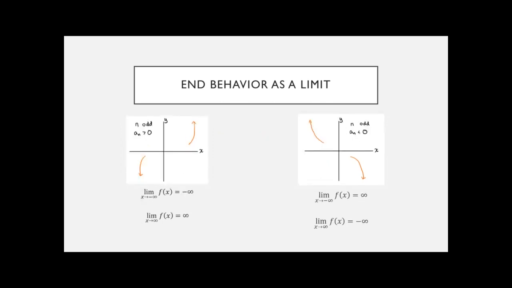So when you have odd powers, then they're flip-flopping. You're not going to have the same answer going to negative infinity and positive infinity. It depends on what your shape is.